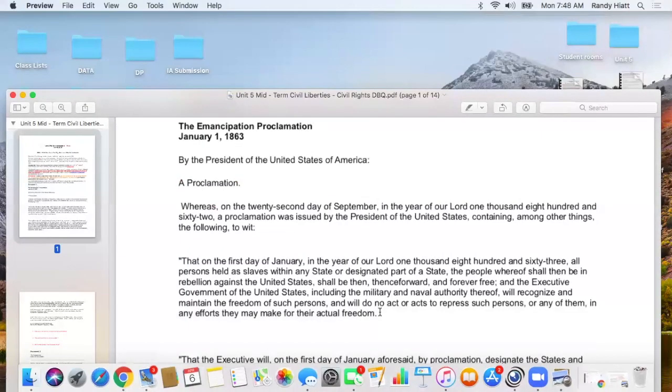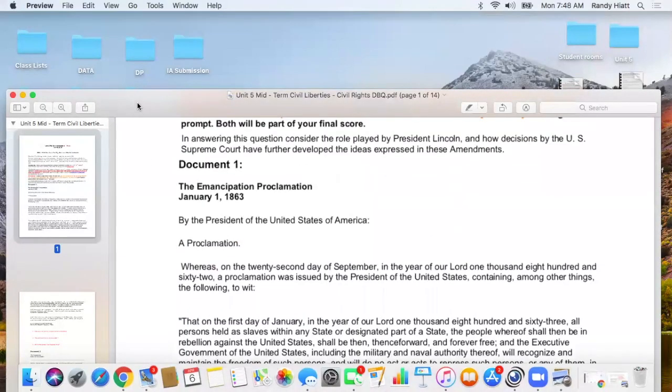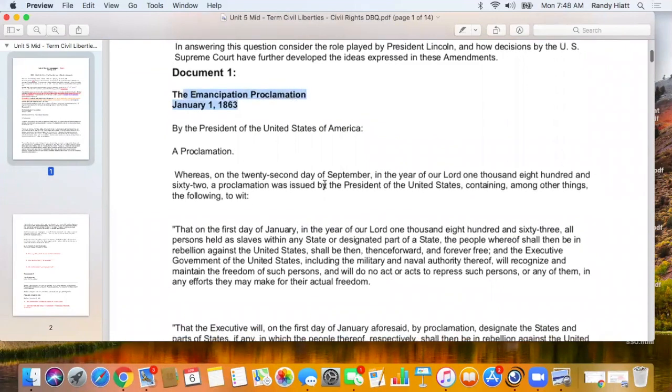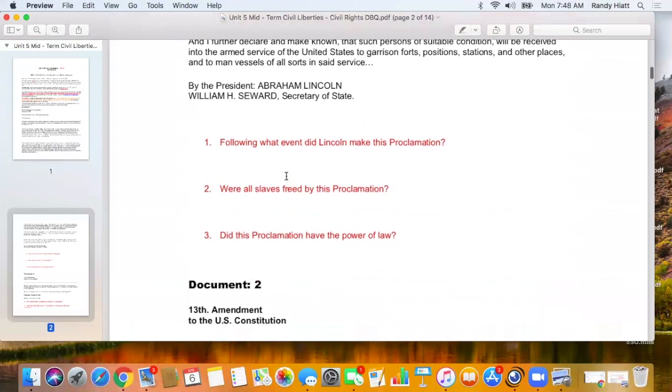If you take a look at the document, it's going to give you different documents. The first one is the Emancipation Proclamation. You're going to read through and answer these 3 questions. Now, these are done in essay format, so we're looking for full paragraphs.